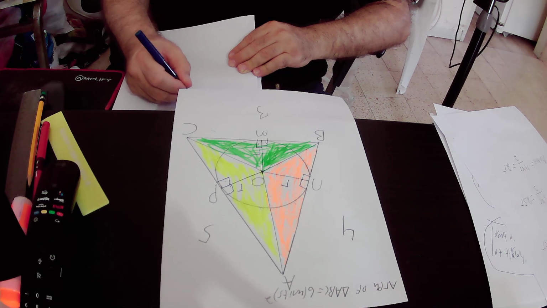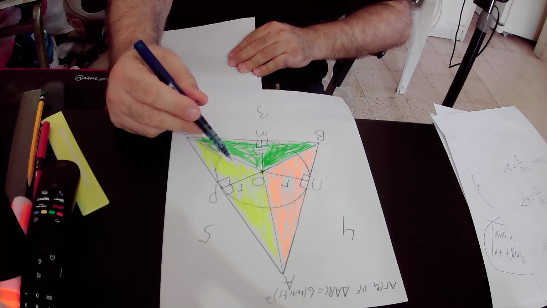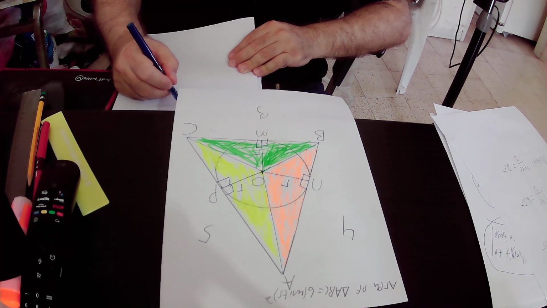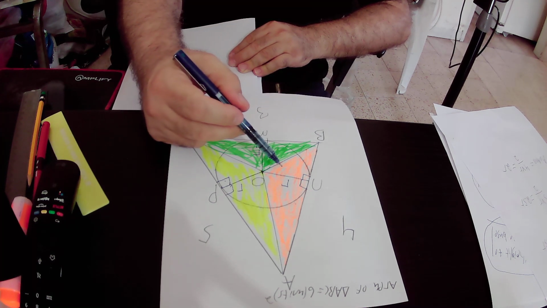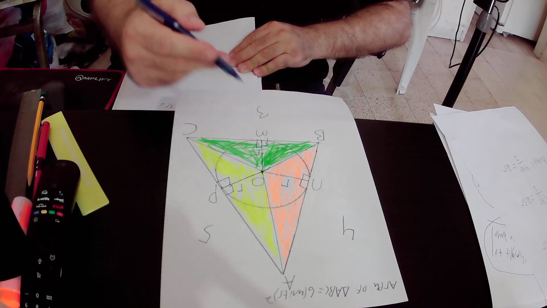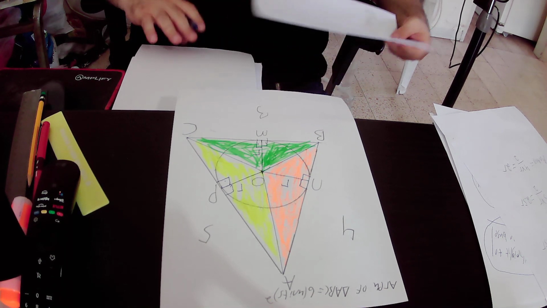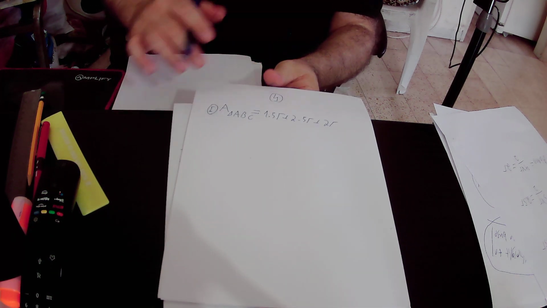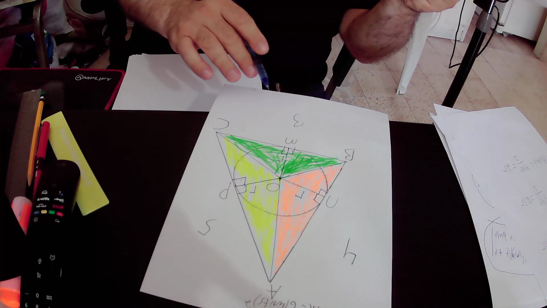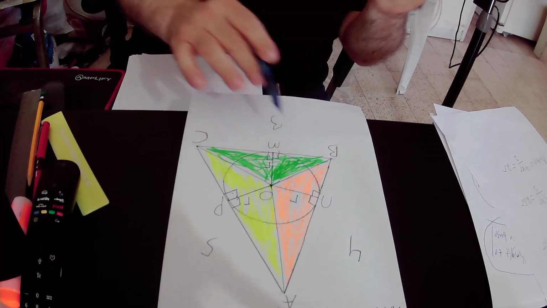So actually the area of triangle ABC equals the area of the green triangle, that is actually 1.5 times the radius of the circle, plus the area of the yellow triangle, that is actually 2.5 times the radius of the circle, plus the area of the orange triangle, that equals 2 times the radius of the circle. Okay, so we actually created the equation that states that the area of the big triangle ABC equals the sum of the areas of the green triangle plus the area of the yellow triangle plus the area of the orange triangle.